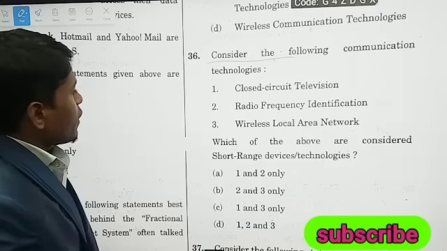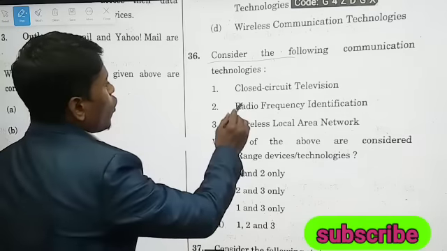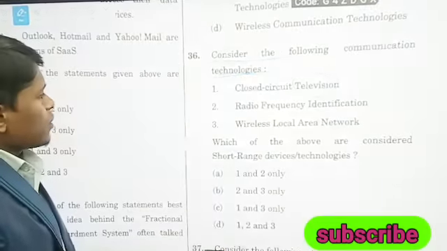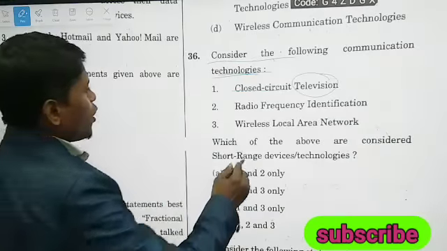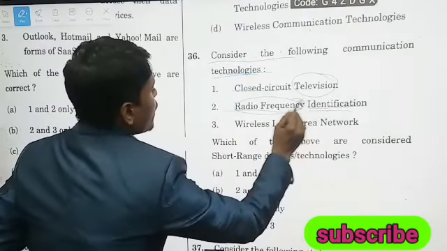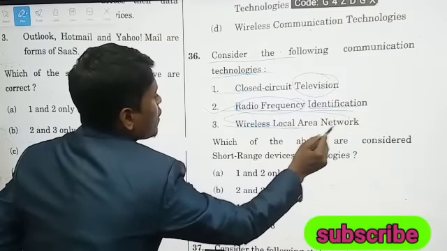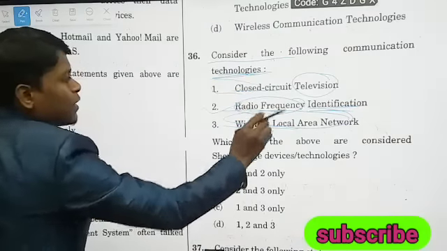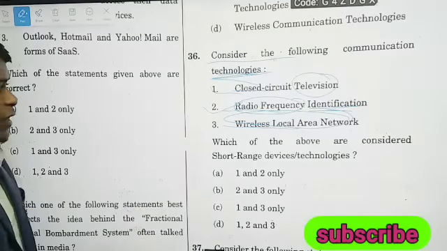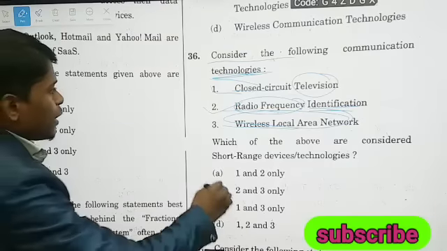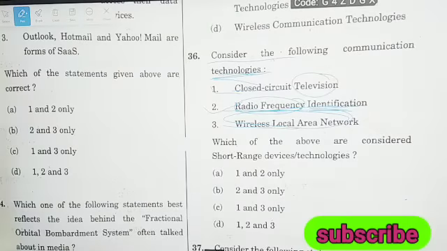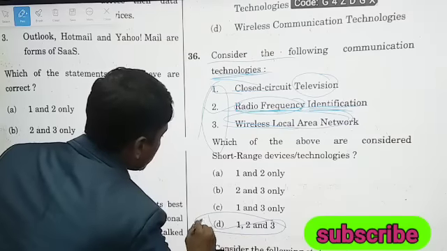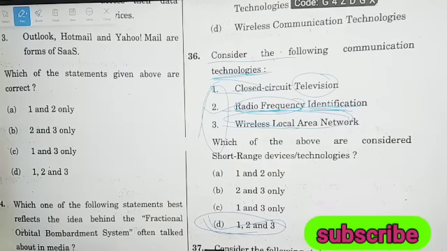Consider the following communication technologies. Closed circuit television, yes. Radio frequency identification, yes. Wireless local area network, yes. These 1, 2, 3 are right. This is question D, the correct option.